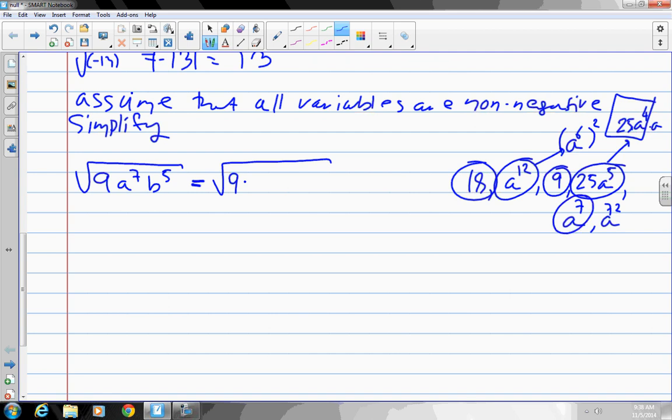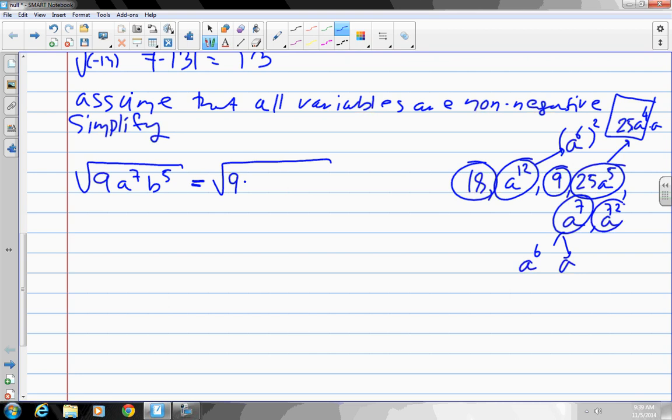Is a to the 7th a perfect square? How would you split it? A to the 6th times a, right? So you can take the square root of a to the 6th. You'll get a cubed, and that stays outside the square root. So you're done with that one.